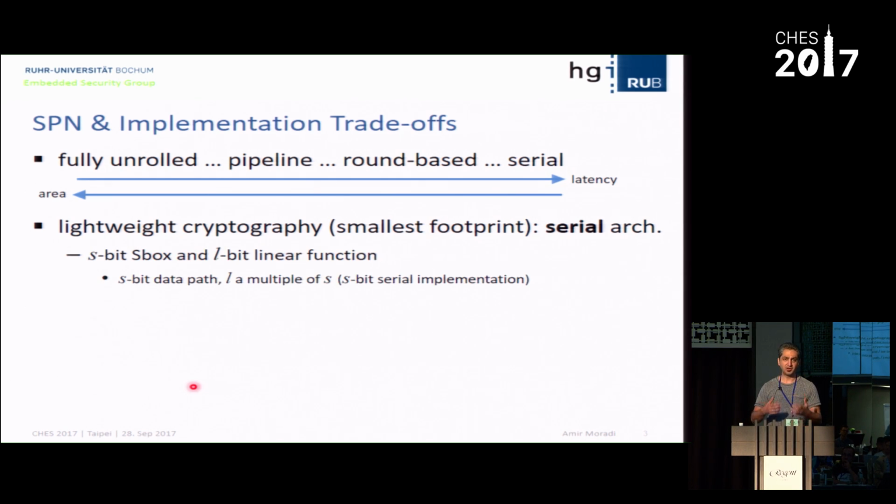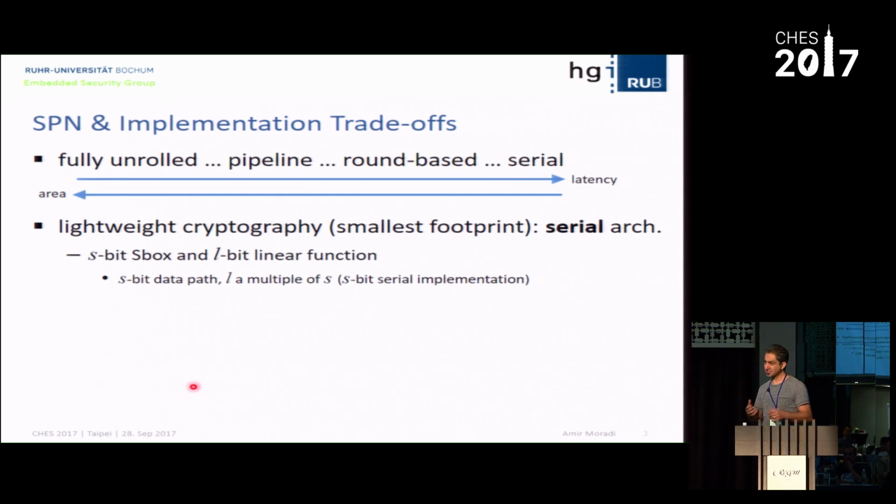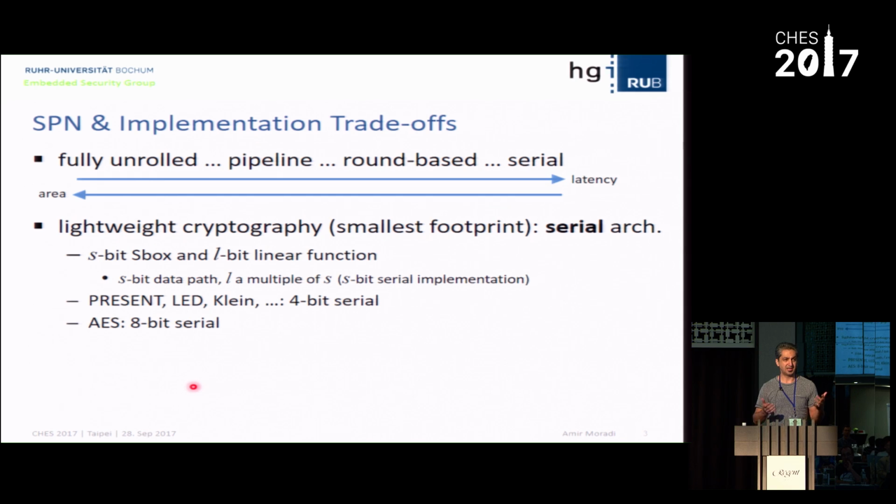They actually follow an S-bit S-box and an L-bit linear function, and the S-bit S-box forces us to do serialization based on S-bit. It means that if you have PRESENT, LED, KLEIN, or something else which has a 4-bit S-box, then you are restricted to nibble-based implementations. And if you consider AES, then the smallest serialized architecture which is known up to now is the 8-bit serial architecture.